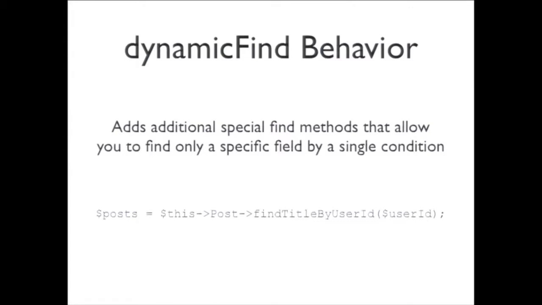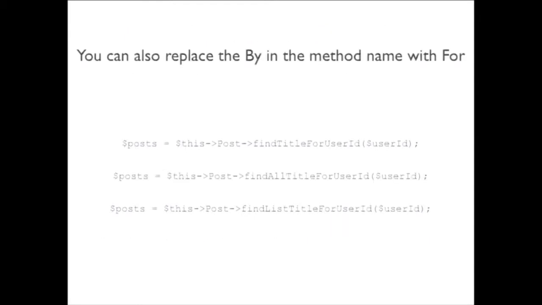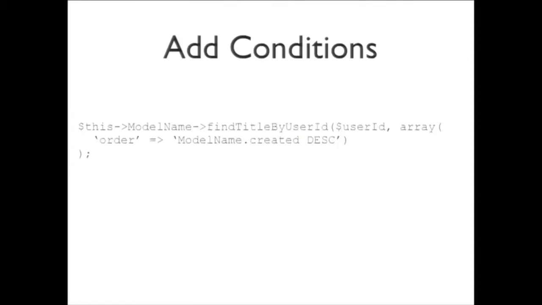From this, I created the dynamic find behavior, which adds a few extra convenience methods, like find field by another field. In that case, it would just return the title, the first title for the user ID supplied. There's 3 different types, so you can do find first, find all title by user ID, which would return similar to a find all, but with the fields array specified for just the title field, and then find list title by user ID, which would return the same thing but as a list. Because it makes more grammatical sense, I also allow for the by to be switched out for for. A second parameter can be passed along with the condition to do all the additional normal find parameters.